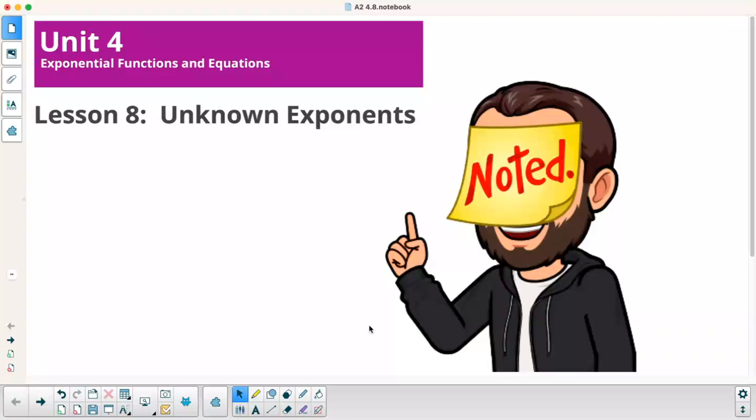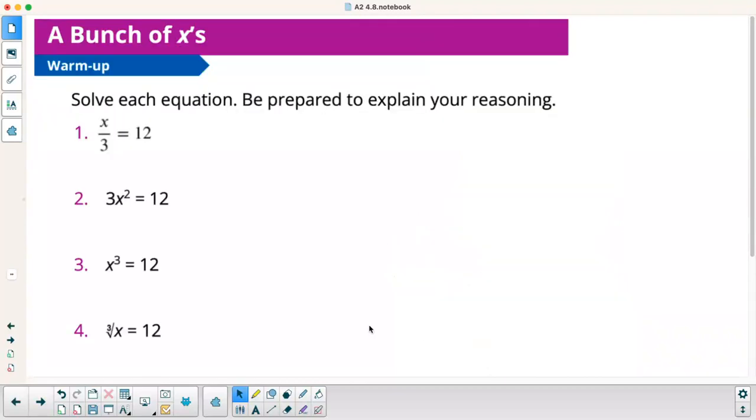Okay, Illustrative Mathematics, Algebra 2, Unit 4, Lesson 8 is called Unknown Exponents. All right, warm up. Solve each equation. Be prepared to explain your reasoning.